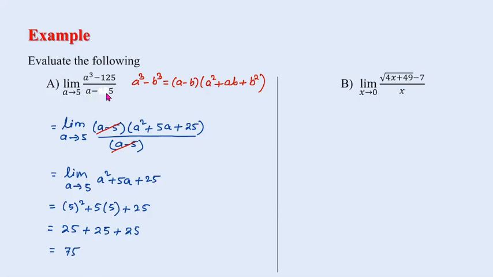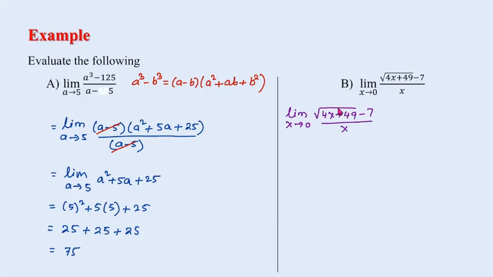Here we use the factoring technique to evaluate the limit. Now let's look at B. In B, we have the limit as x approaches 0 of the square root of 4x plus 49 minus 7 over x. If you try direct substitution here, the denominator will be 0 again. We cannot have 0 in the denominator.